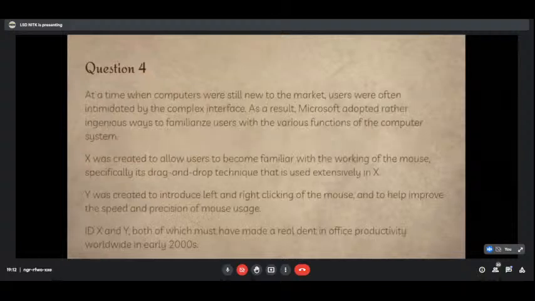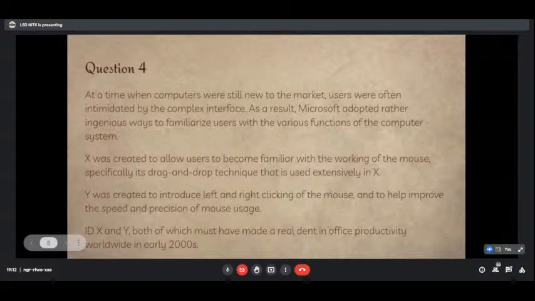So something that Microsoft did to engage their users in the new interface, how to use the mouse and clicks and drag and drop and things like that. Also made a dent in office productivity worldwide. Question 4. Question 5.